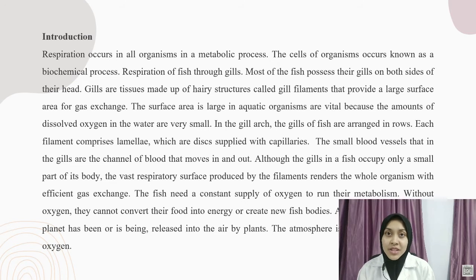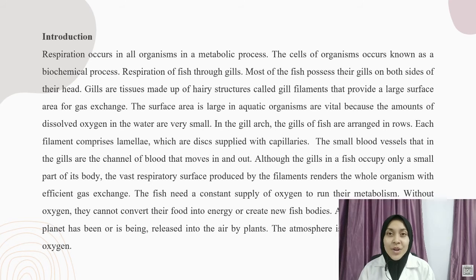Respiration of fish is through gills. Most fish possess their gills on both sides of their head. Gills are tissues made up of hairy structures called gill filaments that provide a large surface area for gas exchange. This large surface area in aquatic organisms is vital because the amount of dissolved oxygen in the water is very small. In the gill arch, the gills of fish are arranged in rows.